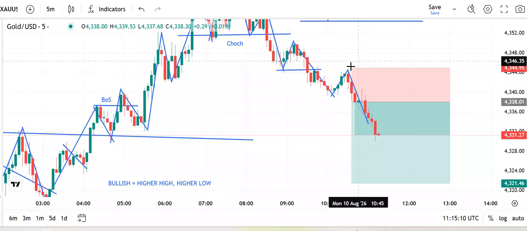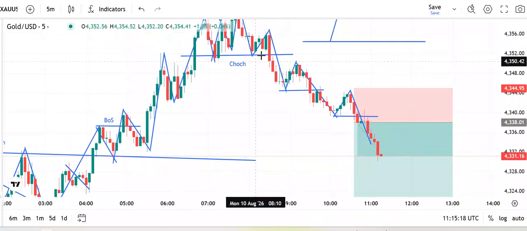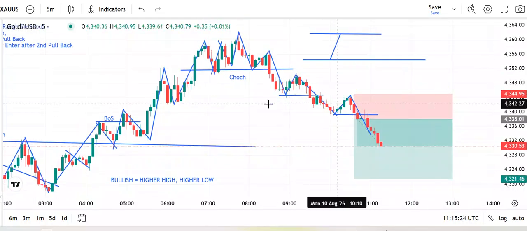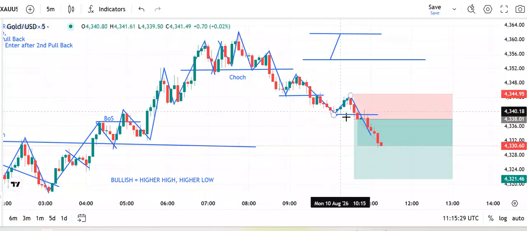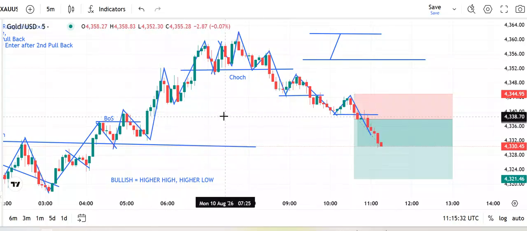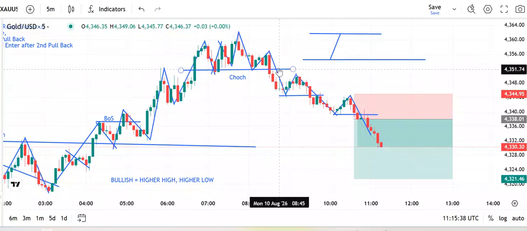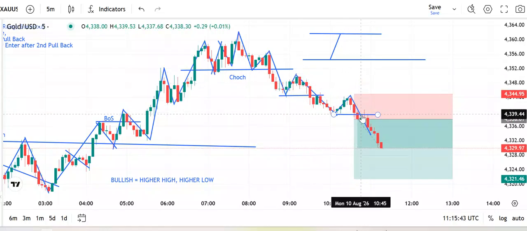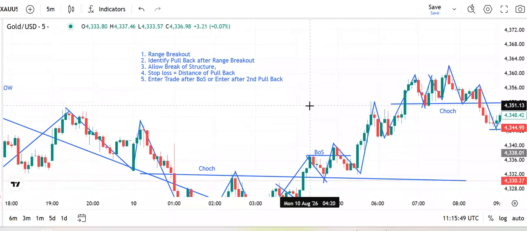Because this is another break of structure. So all I did was enter after the second pullback, because I believe the trend has commenced fully. And if you look at the stretch, this is the stretch of the previous opposing trend, and price is already getting to half of that, like a 50% Fibonacci retracement, and you have a trend on the 5-minute time frame developing. So you enter at the break of structure of the first pullback, or at the break of structure of the second pullback. That's point number 5.